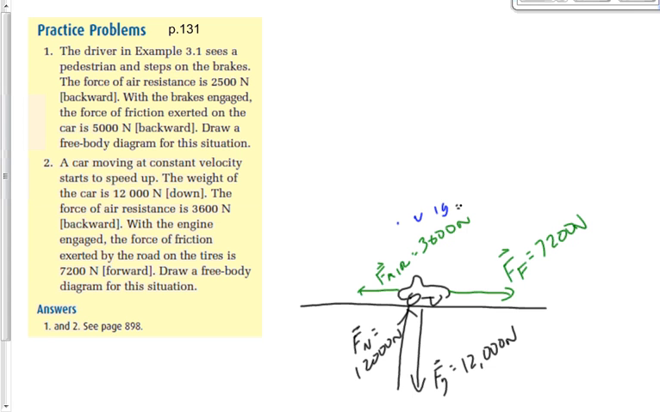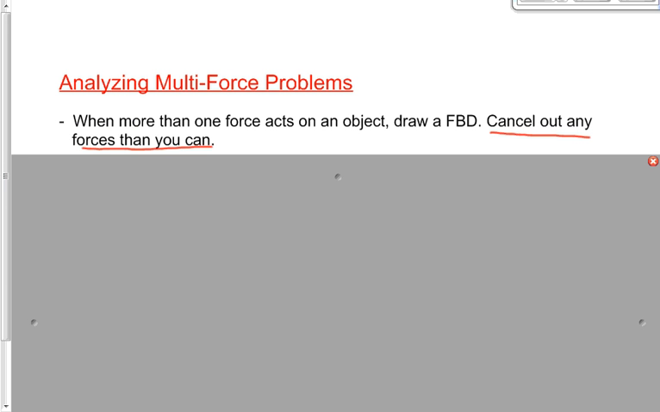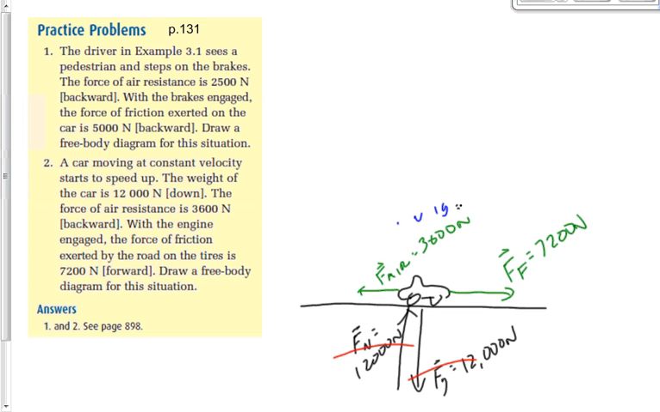Which 2 are they? Good. Why could I cancel out gravity and normal force? Yep. They're the same but opposite direction. You've got a force of 12,000 up, a force of 12,000 newtons down. It doesn't really matter because they cancel each other out. So cancel out any forces that you can. In that last problem, there's nothing else I can cancel. If I had a force of 3,600 to the left, 7,200 to the right, and then another 3,600 to the left, then the 3,600 could cancel. But I don't have that.